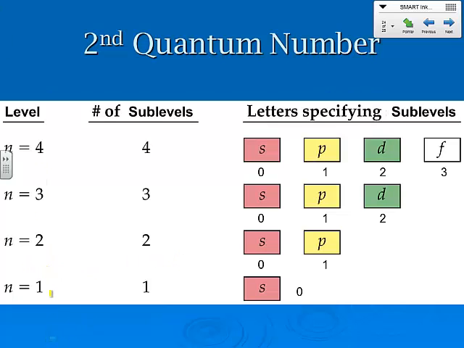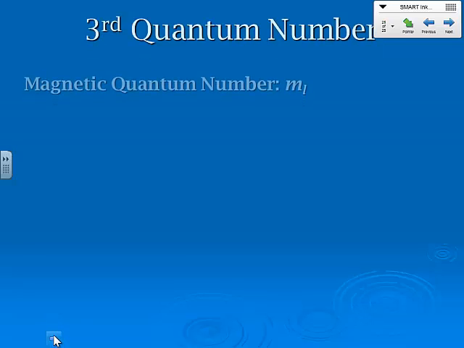This is just a summary that reminds us at n equals 1, we just have a 1s. At n equals 2, we're going to have a 2s and a 2p. N equals 3, we've got a 3s, a 3p, a 3d. And then at n equals 4 we get 4s, 4p, 4d, and 4f. And we'll talk about the orders a little bit later.